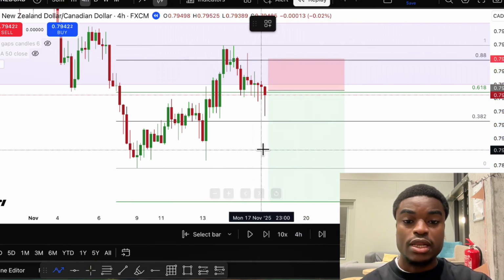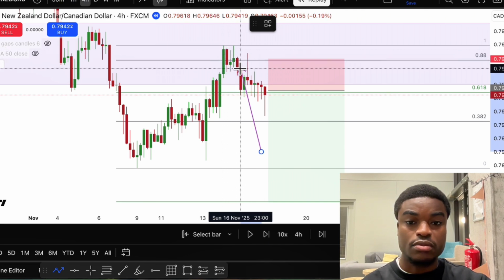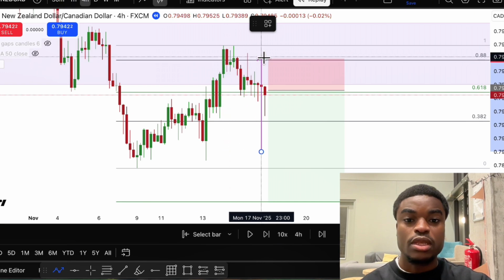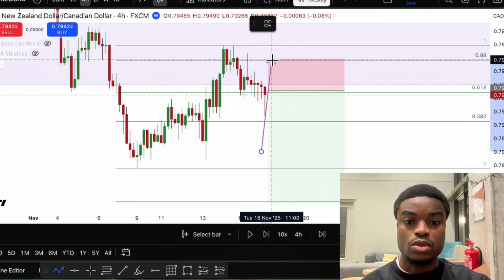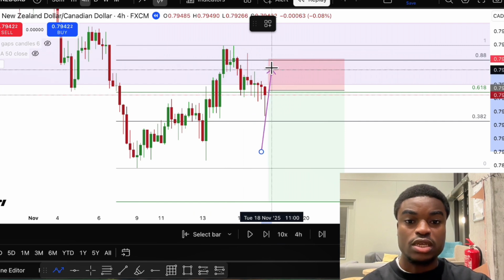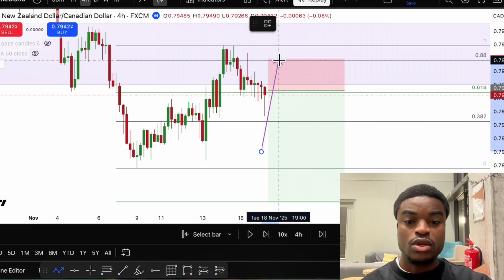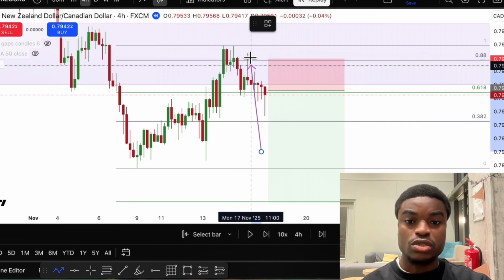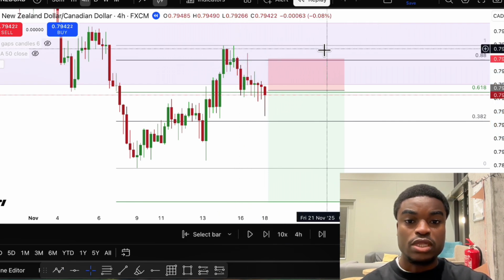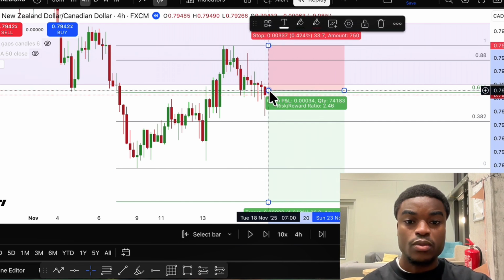But if I look to my left, you can clearly see we have a structure high right here. So if we want to be protected by this structure high, that means we need to adjust our stop loss to above this structure. So if price has a deeper retracement farther than the 88, we are still protected by this structure high right here. So in this case, I will adjust my stop loss right here.